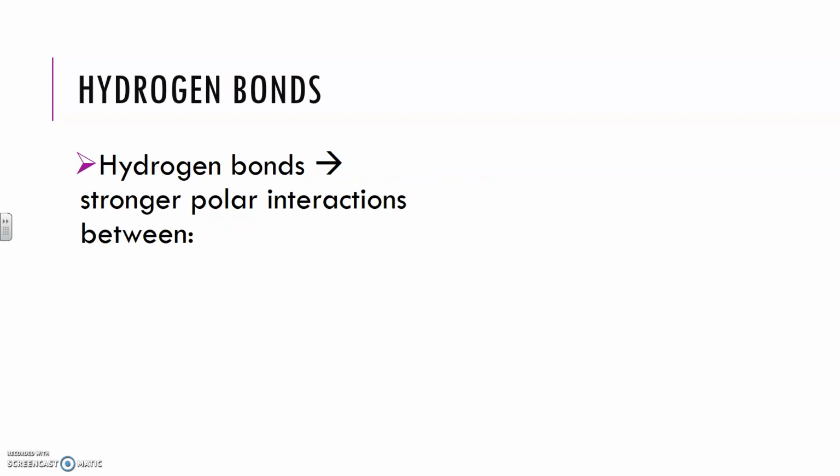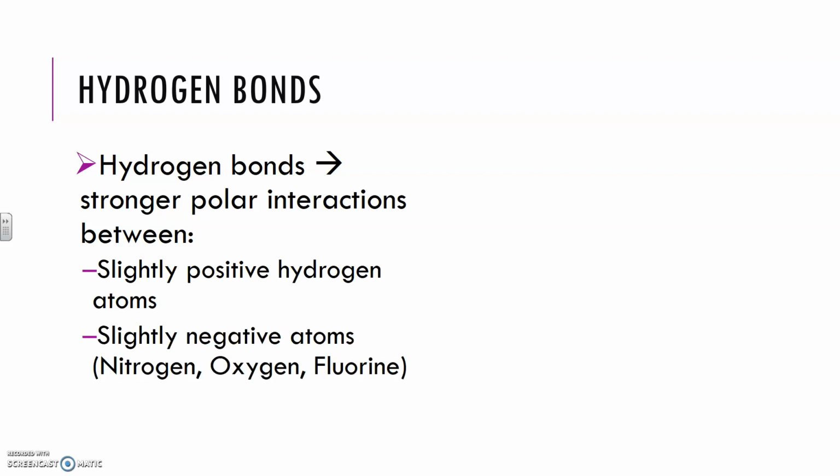So hydrogen bonds are strong interactions between two different polar molecules. Basically you have two of these molecules get close together, and the negative region of one water molecule is going to attract the positive region of the other water molecule. So you're going to get the slightly positive hydrogen atoms interacting with the slightly negative atoms.